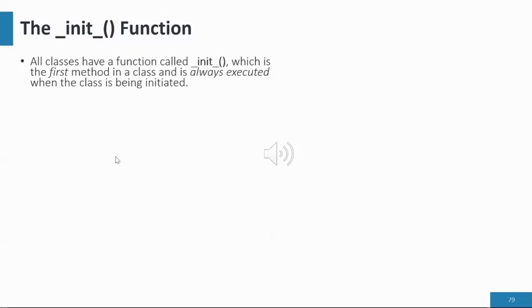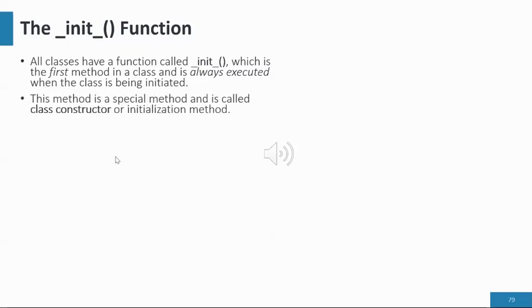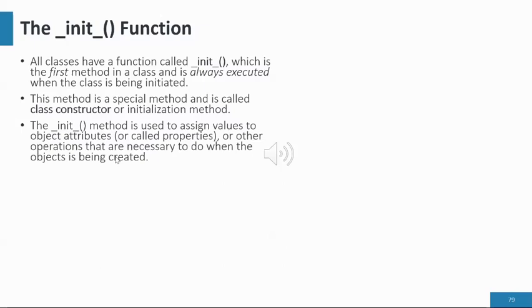In Python, all classes have a function called __init__, which is the first method in a class and is always executed when the class is being instantiated. This method is a special method and is called the class constructor or initialization method. The init method is used to assign values to object attributes, also called properties, or to do other operations that are necessary when the object is being created.